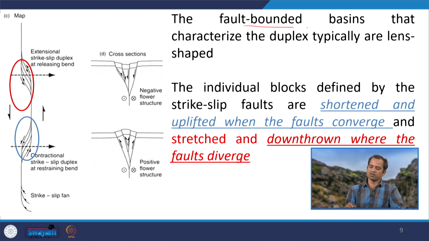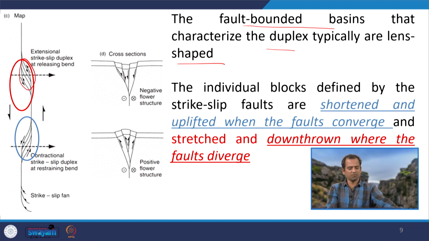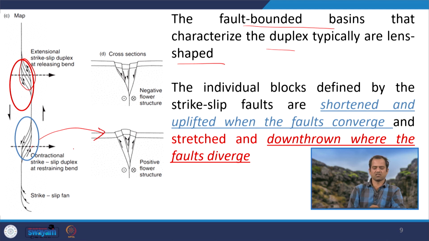And the fault-bounded basins that are characterized by duplexes are typically lens shaped, as already shown here. The individual blocks defined by the strike slip fault are shortened and uplifted when the faults converge, and stretched and downthrown when the faults diverge. Already we have discussed, if it is converging, it is shortened and there are upthrown blocks, and if it is diverging, that is extended, and here these are the downthrown blocks.